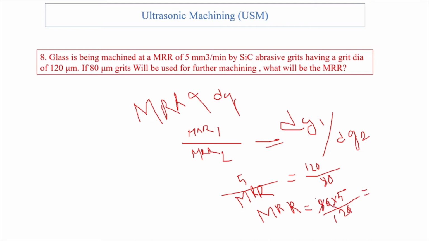So if we solve this, okay, 10 by 3, it's approximately 3.3, because the unit of MRR is millimeter cube per minute or millimeter cube per second, whatever you tell. So MRR will be 3.3 millimeter cube per minute. Okay, is it clear?